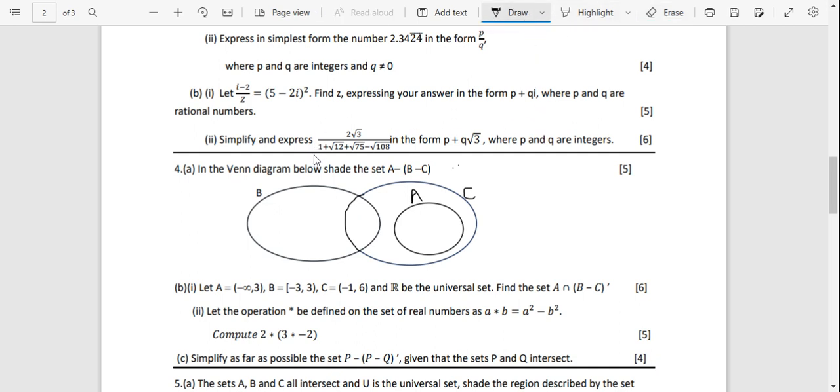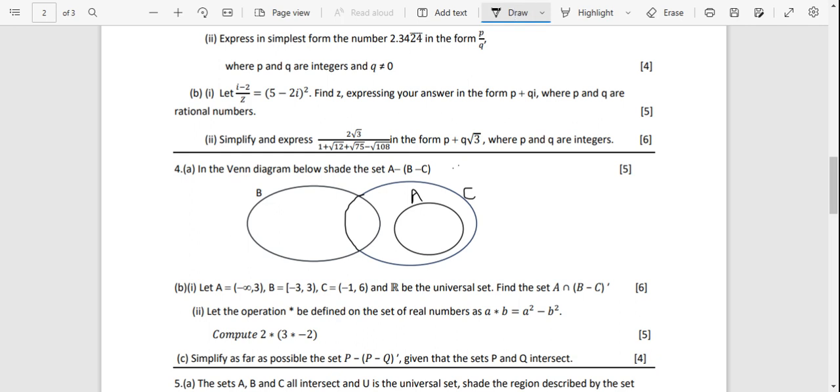Now look at what you've been given. You know that for you to be able to simplify a surd, at least it should be in the form a plus b square root of what? Square root of c. Now look at the denominator. How can you conjugate such a denominator? It is a bit complex. So we should express it in this form a plus b square root of c. Okay? That's the form that you need to express it.